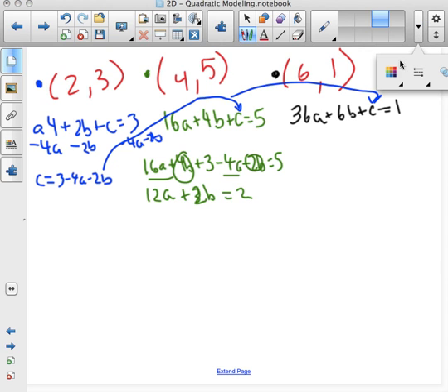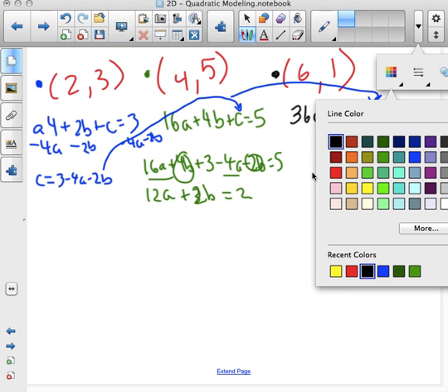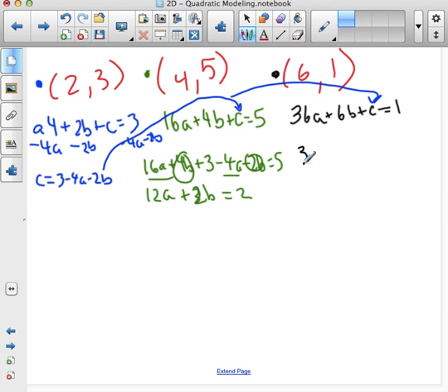All right, so we're going to do that exact same thing, but now we're going to plug it into the black equation. So this will say 36A plus 6B plus 3 minus 4A minus 2B equals 1. And we're going to combine our like terms here. So we have 36A and negative 4A is 32A. 6B minus 2B is 4B. And I'm going to minus the 3 from the other side, so that will equal -2.